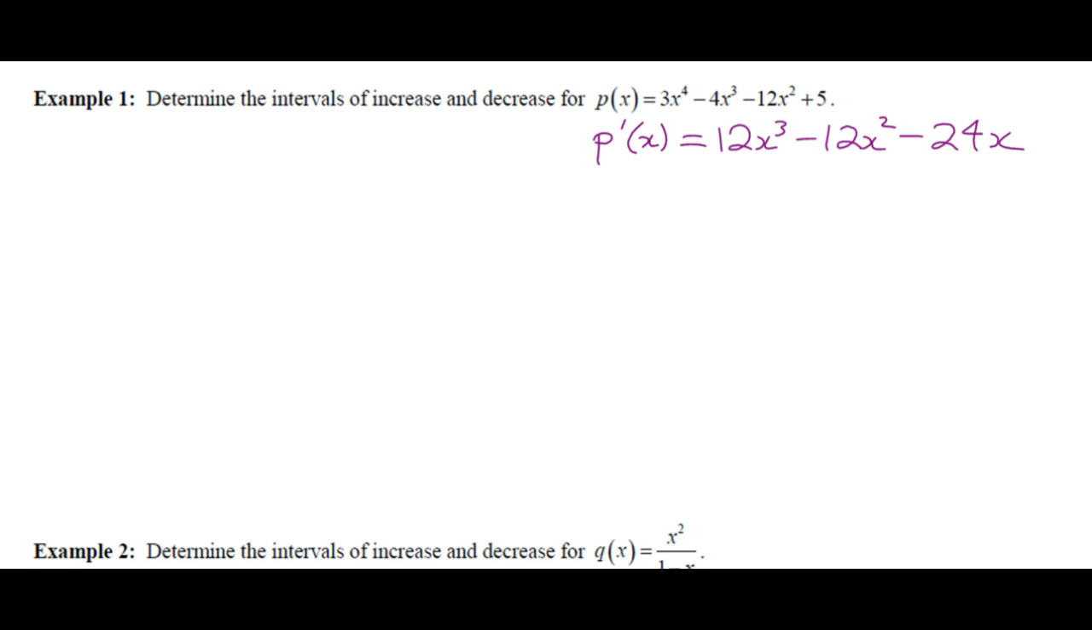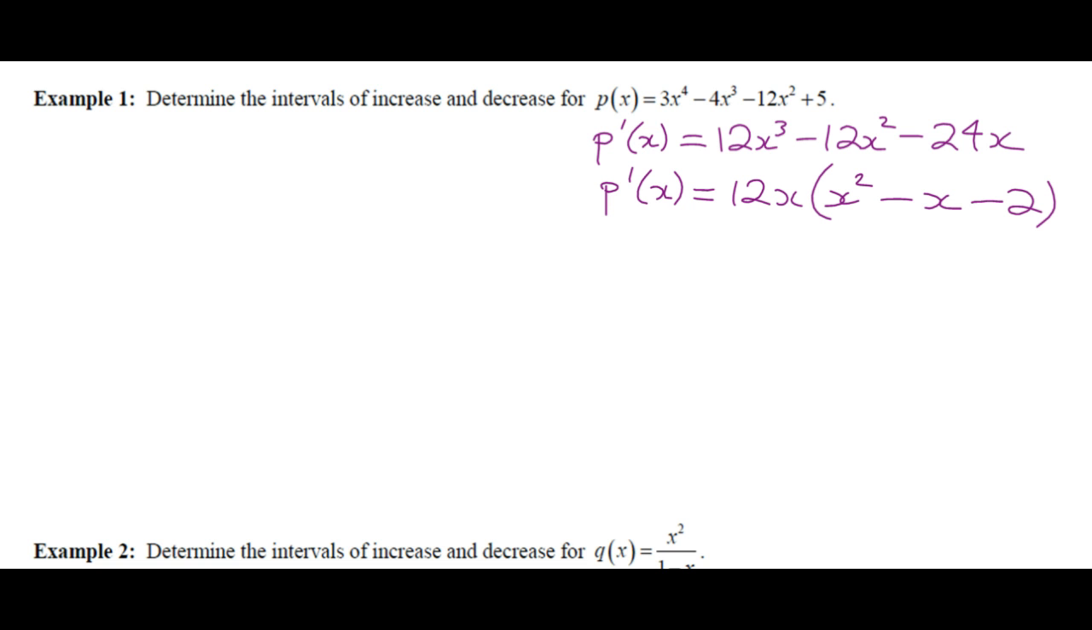Okay, so we've got the first derivative. What do we need to know about this? Well, we need to know when is it zero, because stuff's happening around zero, or when does it not exist? So I can factor a 12x out of there, right? And what do I get? x squared minus x minus 2.